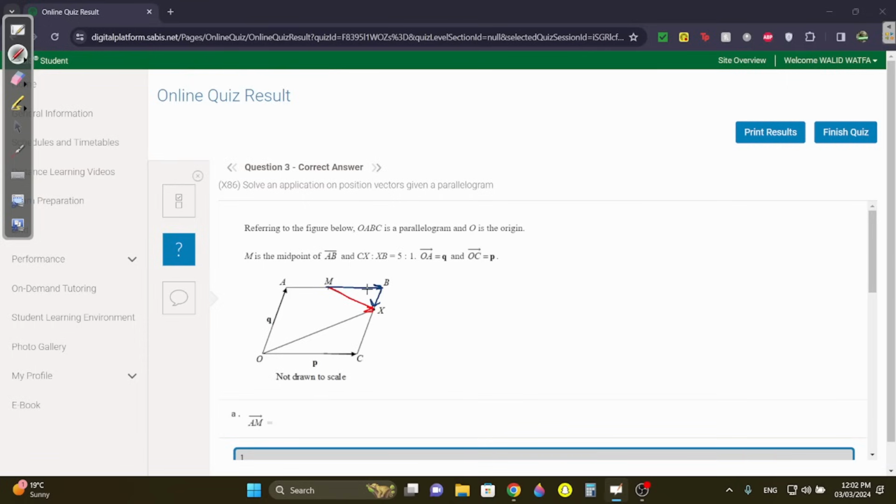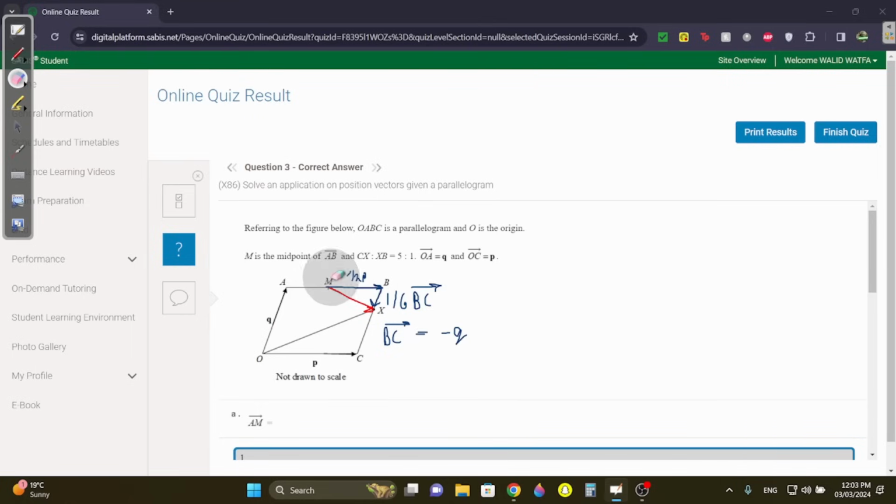M to B, we said, is half of AB, right? We said AM is half of AB, and MB is also half of AB, because they're both halves of the big segment. And then BX, we said, is 1 over 6 BC, right? If you can find BC, you can find BX. What's BC equal to? BC is equal to minus Q.